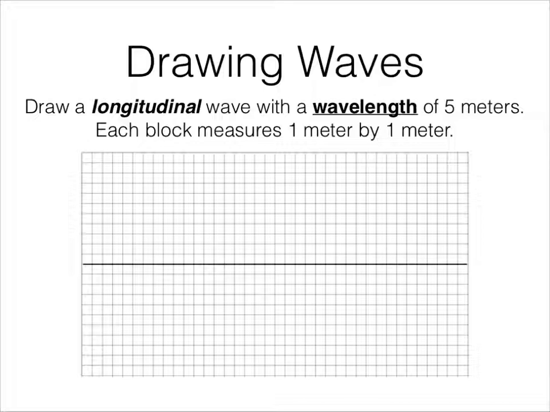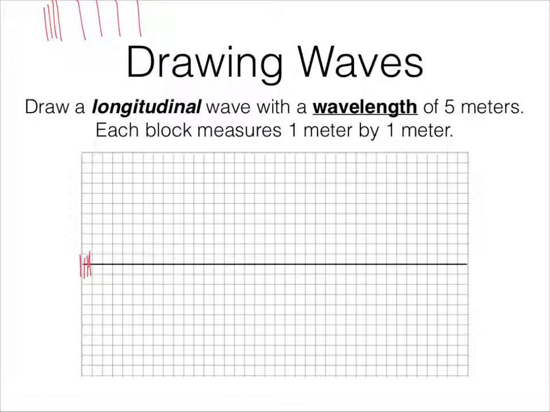Now let's look at longitudinal waves. In this problem, we want to draw a longitudinal wave with a wavelength of 5 meters. Remember, longitudinal waves have lines that represent the compression, and lines that represent the rarefaction. In order to have a wavelength of 5 meters, the starting point of each compression needs to be 5 meters apart. So if we're starting here, I draw in my first compression. 1, 2, 3, so there's my little compression. 5 blocks from where we started, the next compression has to start.